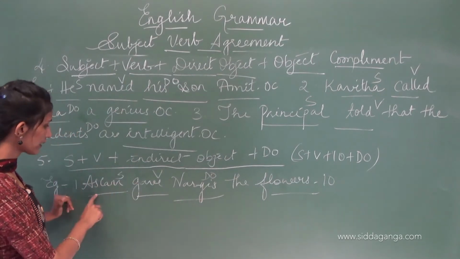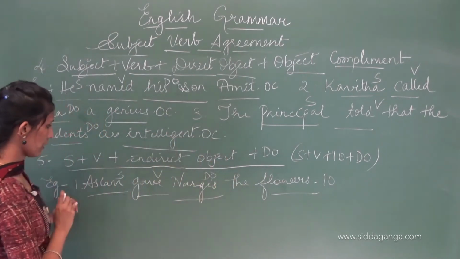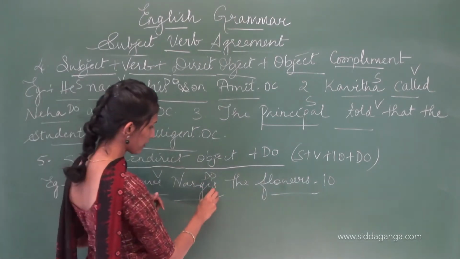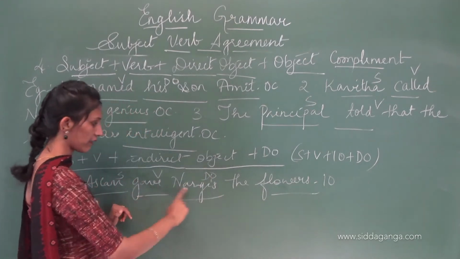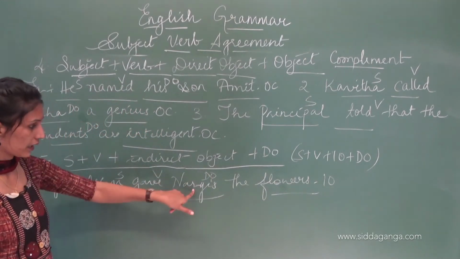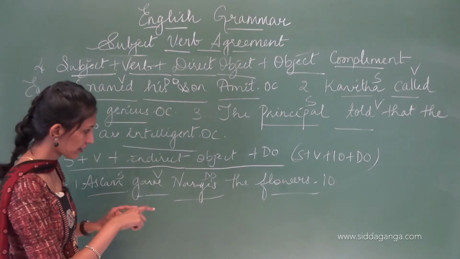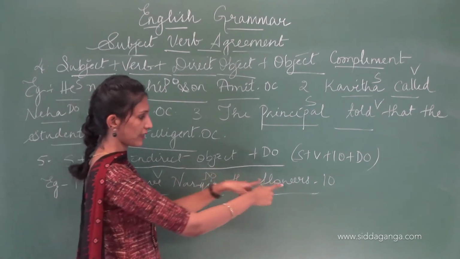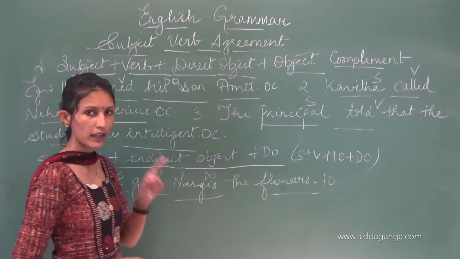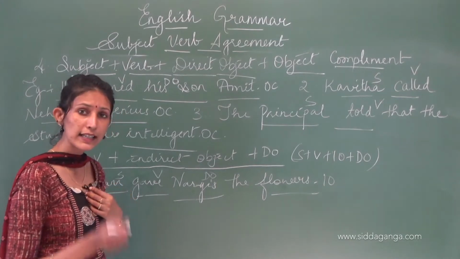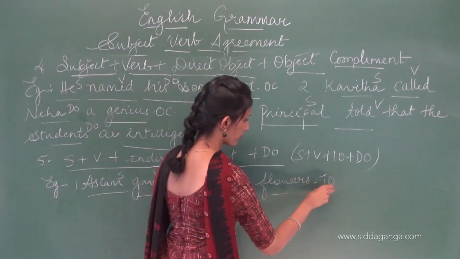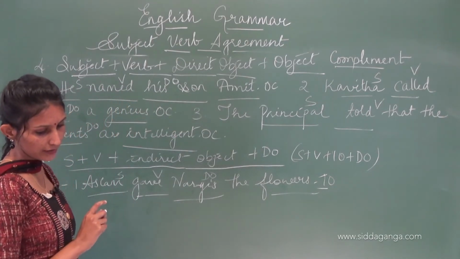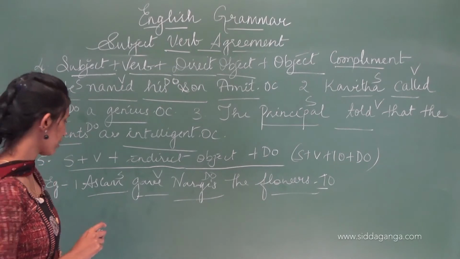So what is it? Aslam gave Nargis the flowers. Aslam is the subject, gave is the verb, Nargis is the direct object. He is giving the flowers to whom? He is giving the flowers directly to Nargis, but what has he given her? He has given her the flowers, so that becomes the indirect object. Now, another example, headmaster asked the students to bring chocolates.